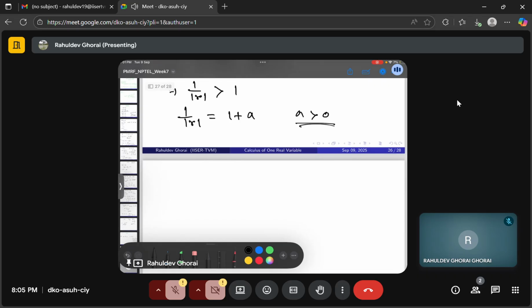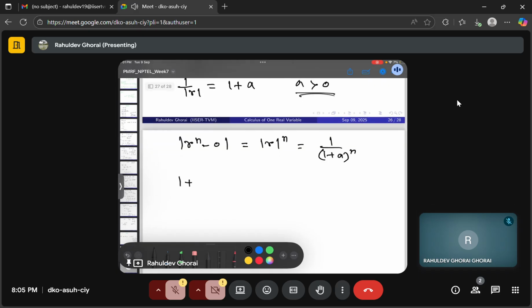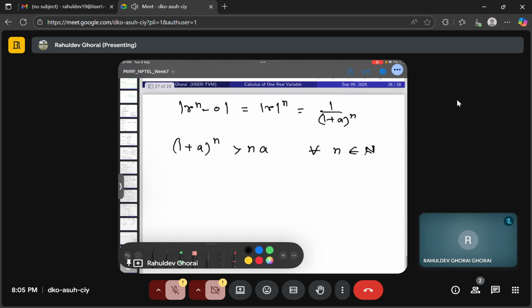And now we take r to the power n minus 0, that mod is nothing but mod of r to the power n, right? And that is nothing but 1 by (1 plus a) to the power n, right? And what you can also prove, (1 plus a) to the power n is greater than n times a for all n belongs to natural numbers. And a is also of course greater than 0, as given.